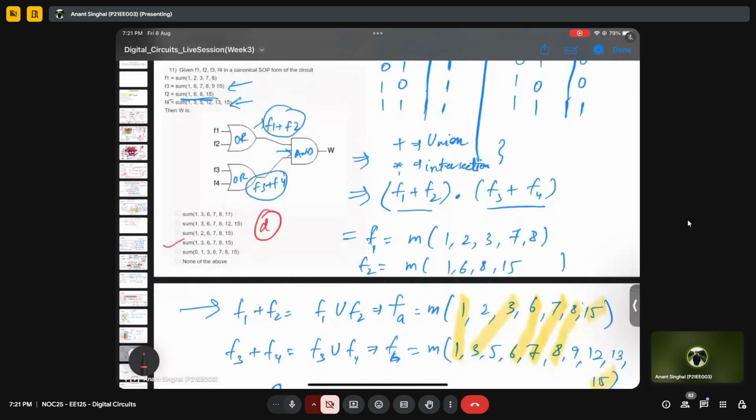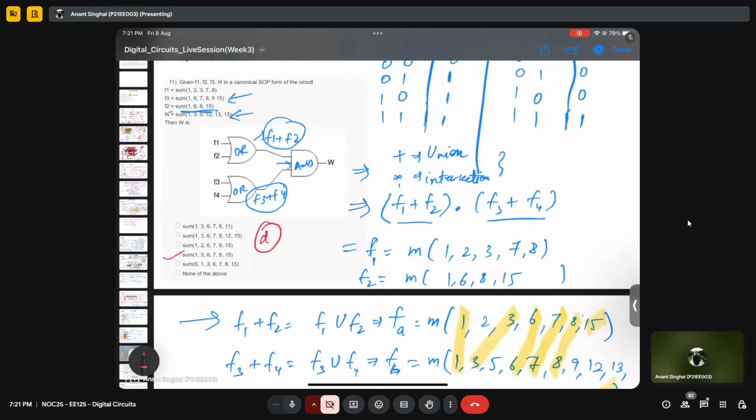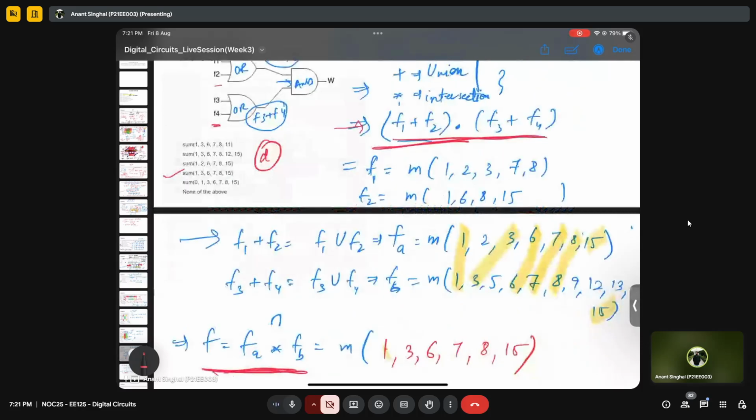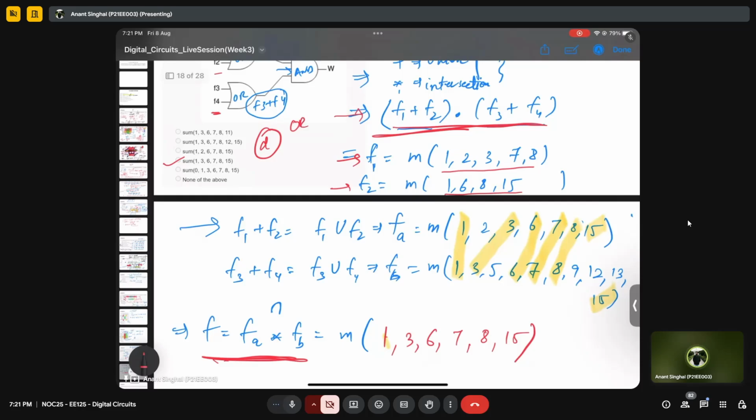So, for example, what I have done is the question says F1 or F2, F3 or F4, and it is multiplied, I mean both are getting ANDed. So this is the expression that we were calculating. In the question, F1 is given as the min terms 1, 2, 3, 7, 8. F2 is given as the min terms 1, 6, 8, 15. If you are doing any OR, we need to take all the terms that are associated in both. That means 1, 2, 3, then 6. We also need to take 7, 8, and then 15. That is what I have written here for F1 plus F2.